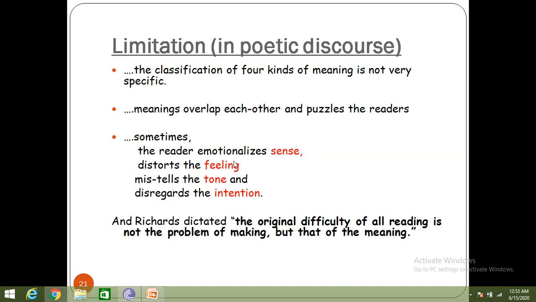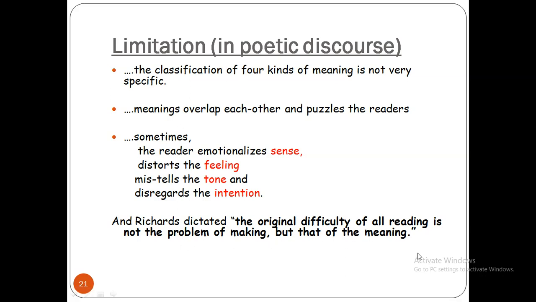Sometimes all these four, sense, feeling, tone, and intention, fail together, or a particular collapse affects the whole. And Richards dictated that the original difficulty of all reading is not the problem of making, but that of meaning.